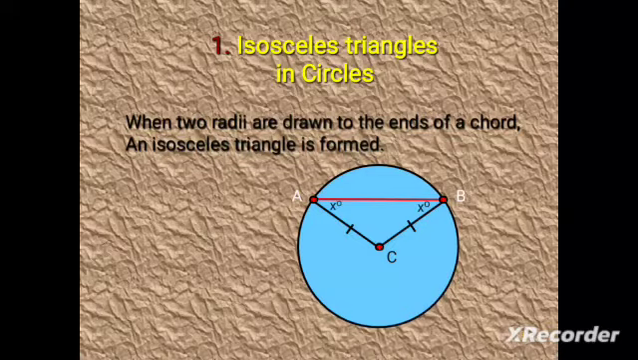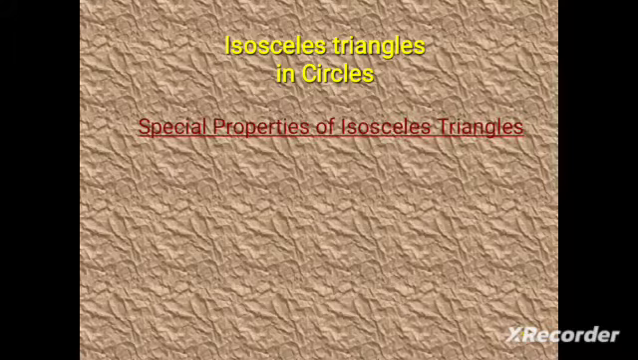And so you know that the base angles of isosceles triangles are equal. So CAB will be x degrees and CBA x degrees. They are the two base angles of isosceles triangle ACB formed. Now let's look at some of the properties of isosceles triangles.